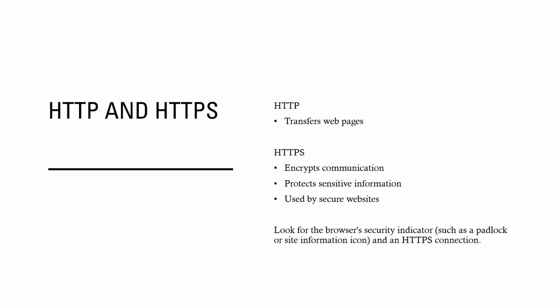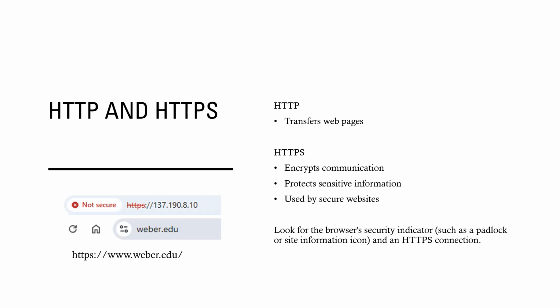For example, if I type in Weber's IP address, 137.190.8.10, directly into my browser, the browser warns me that the connection is not secure. That's because the website security certificate was issued for the domain name, not a numeric IP address. Although I can choose to continue to the website, the browser cannot verify that I'm communicating with the intended server. But if I type in weber.edu into my browser instead, the website loads over a secure connection.